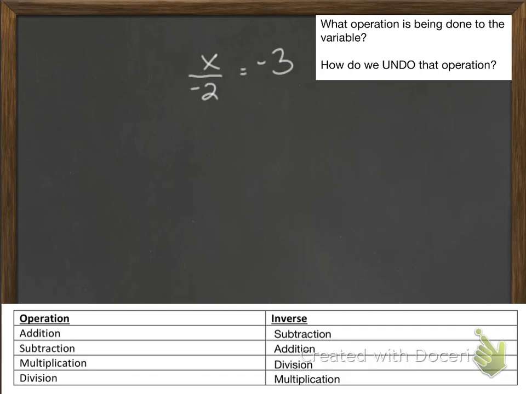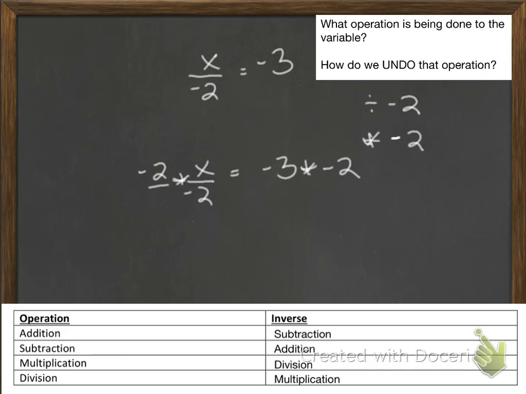All right, how about this problem? X divided by -2 equals -3. Again, the first question we ask ourselves is, what is being done to our variable? Right now, we are dividing by -2, and we undo division by multiplying by the exact same number. So what I need to do, bring this equation down here so I have more room, is multiply both sides by -2.